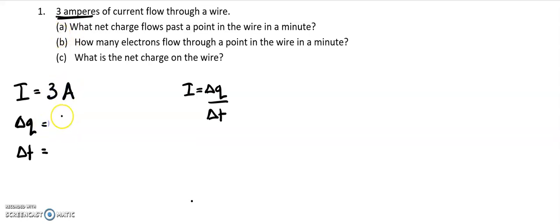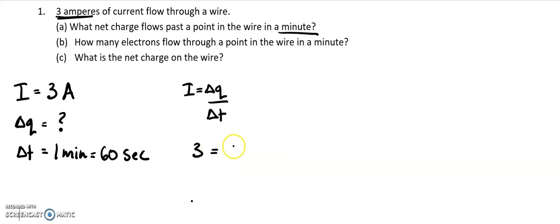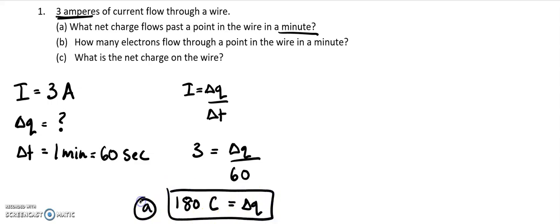For A, we want to find the charge. That's going to be delta Q. And delta T is 1 minute. Great. Let's always be careful with units. Charge will be in coulombs, so we know that's how it'll spit it out. 1 minute we need to convert to seconds. I know 1 minute is 60 seconds. Now we can just plug everything into this good old equation. So amperes is 3, delta Q we want to find, and the time is 60 seconds. So I get to do some good old multiplying, and I get 180 coulombs as the charge. And that is our answer to A.